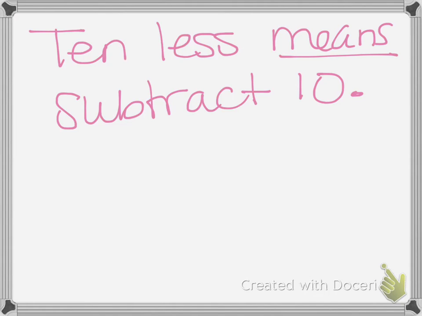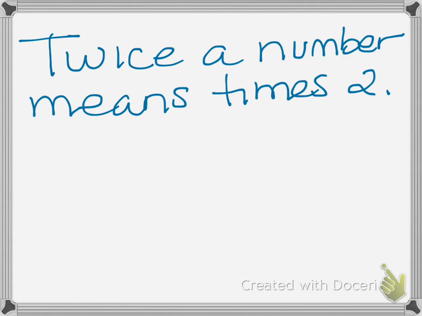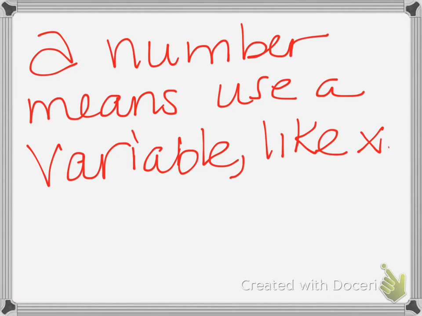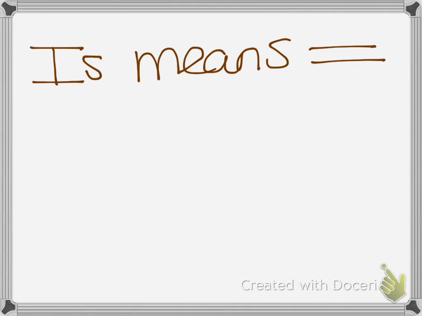So 10 less means subtract 10. Twice a number means times 2. A number means use a variable like x, but you can actually use any variable you want to. I do recommend that you do not use the letter O. Is means equals.